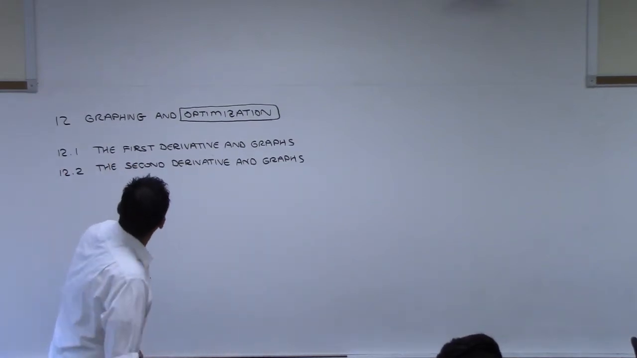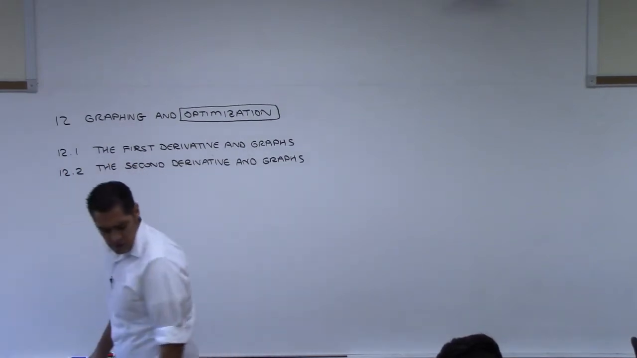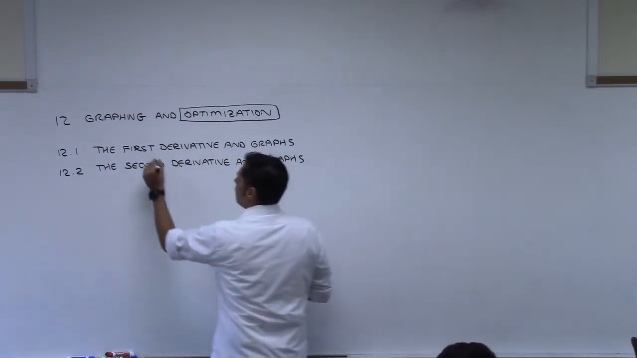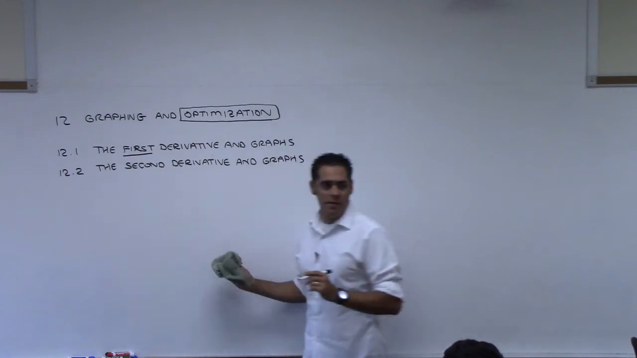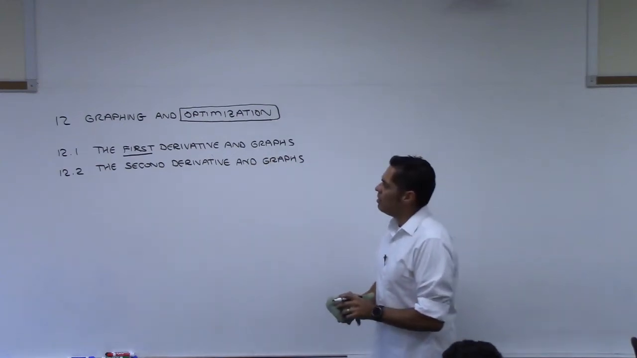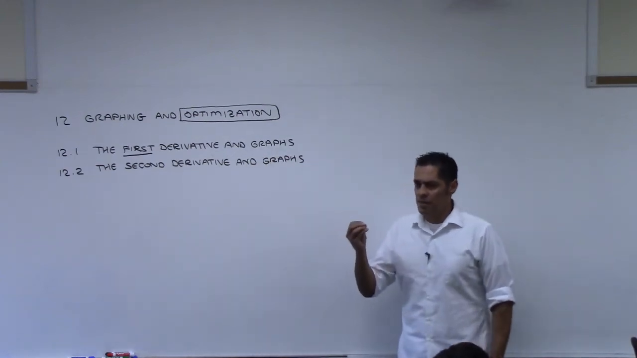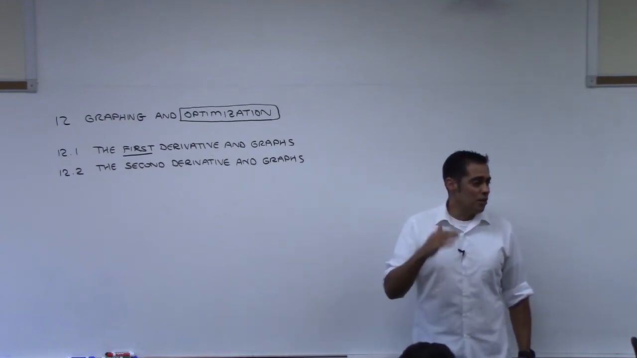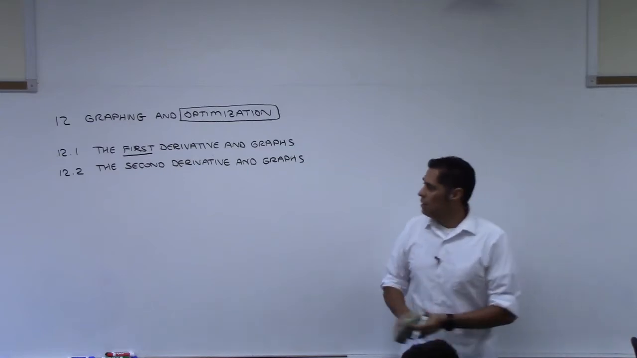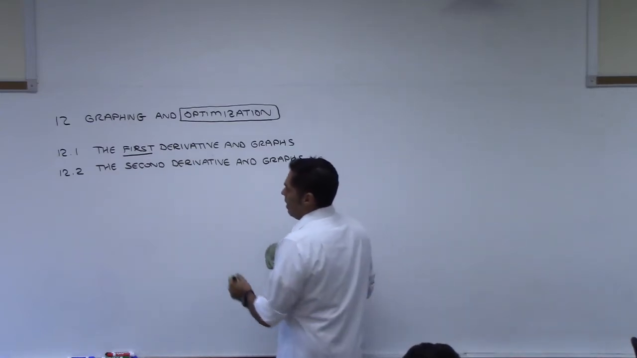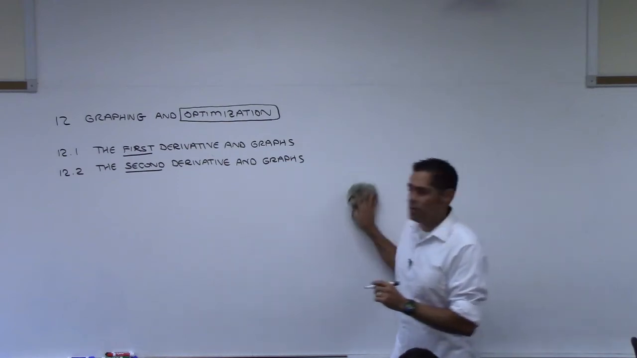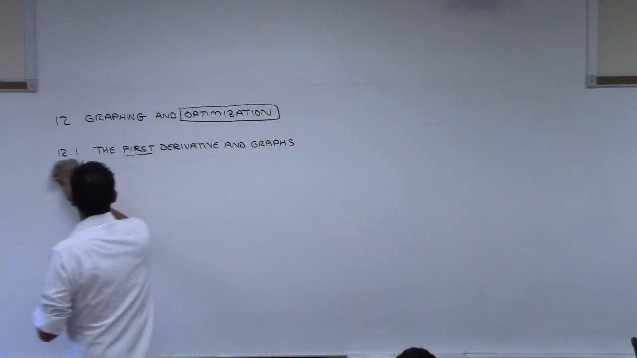So the first section is called the first derivative in graphs. We're going to look at how the first derivative, now we know how to take derivatives, right? We are going to look at how taking the derivative somehow tells us what a function's graph looks like. And then the second section has to do with the second derivative, which we have not talked a whole lot about. So we are going to look at both of those things today.